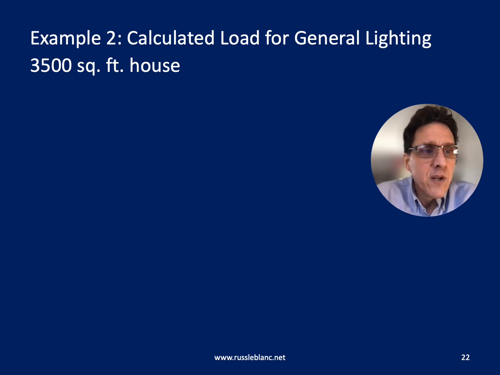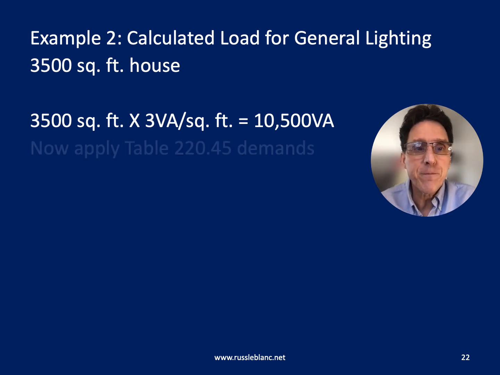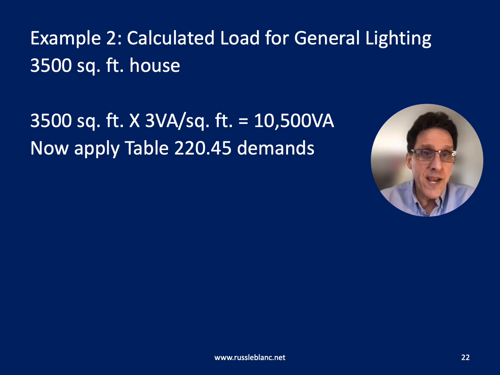All right, in this example, we have a bigger house. It's 3,500 square feet now, and we're just doing the general lighting, right? We're just calculating the general lighting demand load or calculated load. Okay. The square footage times the unit load is 3 volt amps per square foot, right? 3,500 square feet times 3 volt amps per square foot. That gets us a total of 10,500 VA. That's the number you use for sizing or figuring out how many branch circuits you need, right? The 10,500 VA. But we want to apply the demands, right? Because we want to calculate the service or feeder load.